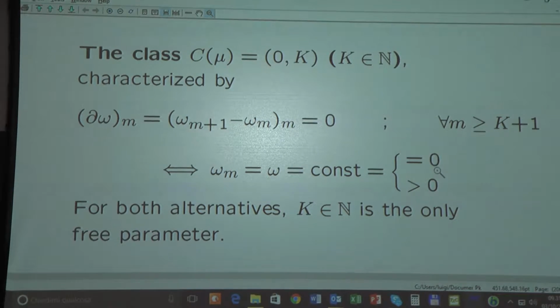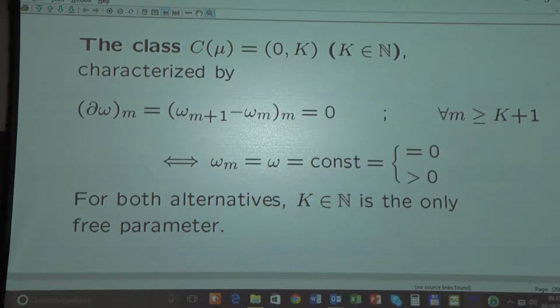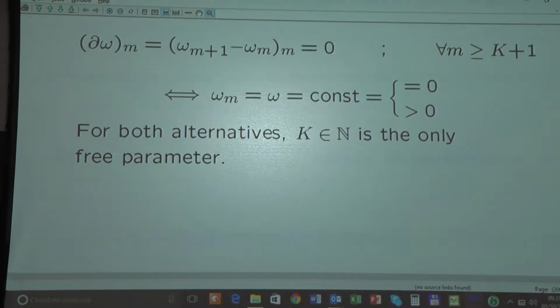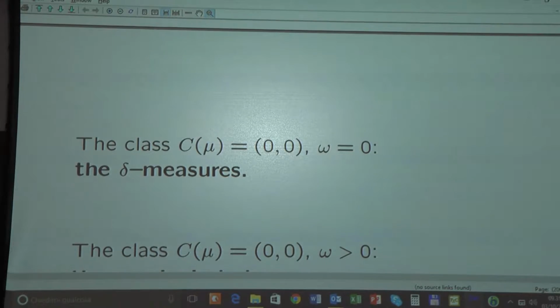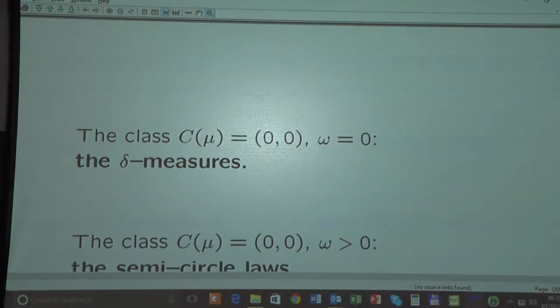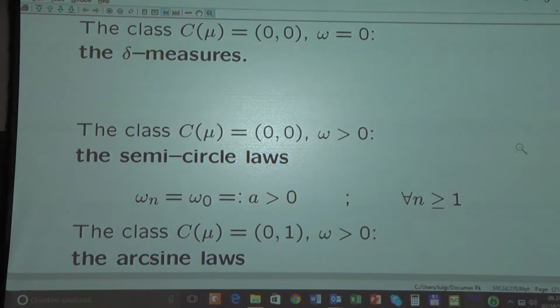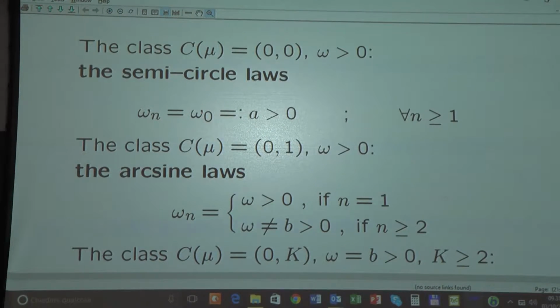Omega is constant, but there are two possibilities. The constant is 0, or the constant is not 0, and then it must be strictly greater than 0 because it is a Jacobi sequence. The first case is rather simple: the first class just are the delta measures with omega 0 equal to 0. The second class is rather interesting because if you take the 0, 0 complexity index, you find a familiar object in quantum probability, which is the semicircle law. Semicircle law corresponds to the simplest possible probability measure.